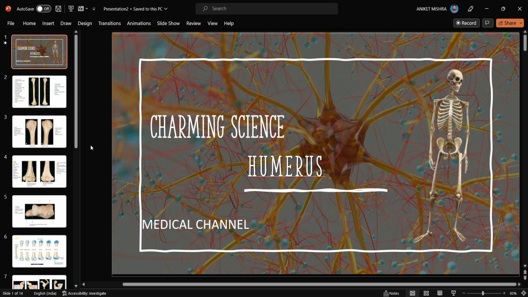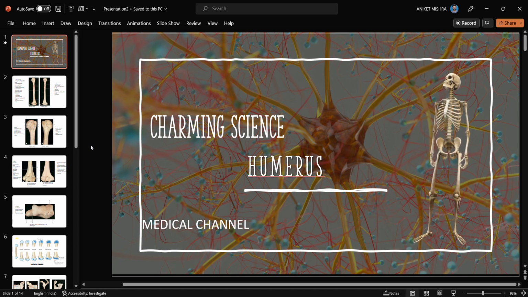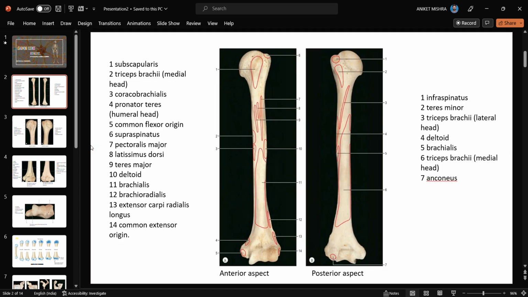Today we are going to talk about the bone humerus. So first of all, we will get the knowledge of what the humerus is and how we are going to identify this bone. The humerus is the largest and the strongest bone present in the upper limb. It consists of an upper end, a lower end, and the shaft.